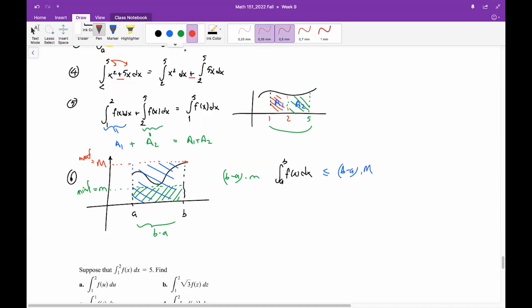And as you can see, the area under our curve is between the area of this bigger rectangle and the area of this smaller rectangle. That's why we can safely put this upper lower bounds. And this is the area under the curve. That's why the definite integral is always between these two numbers, where m is the minimum value, absolute minimum value, and this is the absolute maximum value of your function f. Okay, area of the green rectangle.